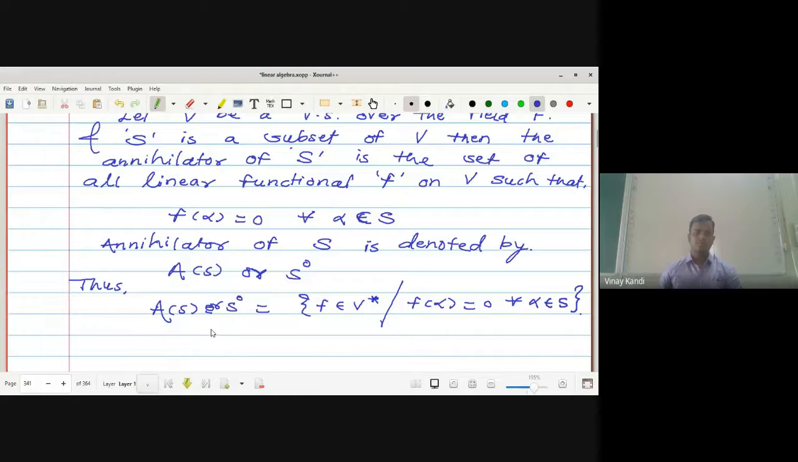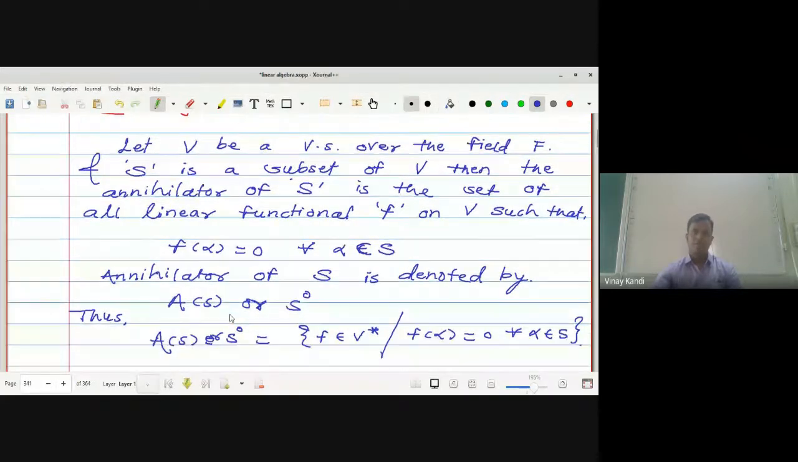Okay, let V be a vector space over the field F, and S is a subset of V. Then the annihilator of S is the set of all the linear functionals f on V such that f of alpha is equal to 0 for all alpha belongs to S. Okay, and it is denoted by A of S or S dot.